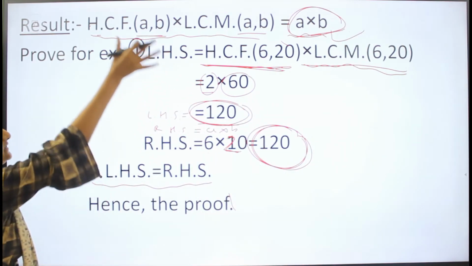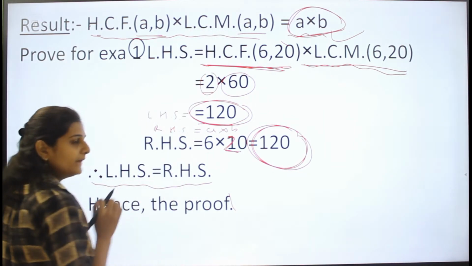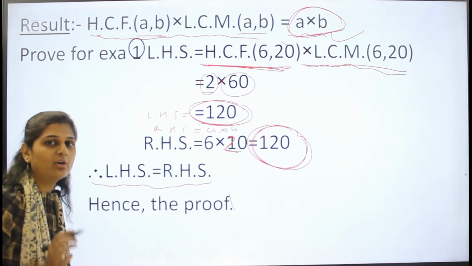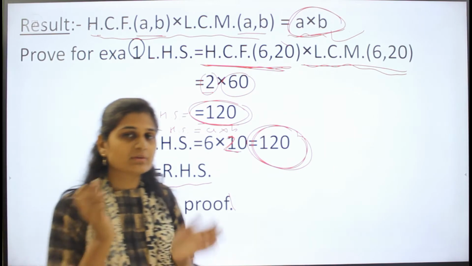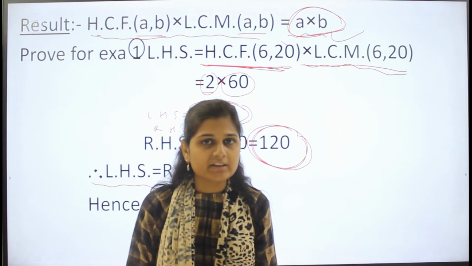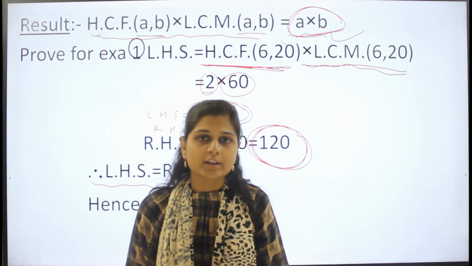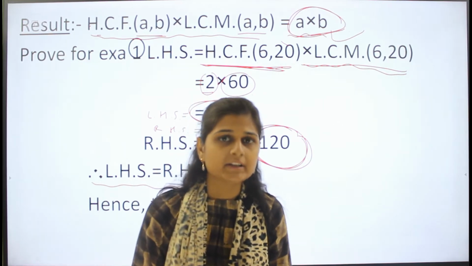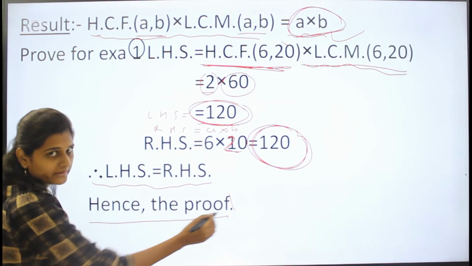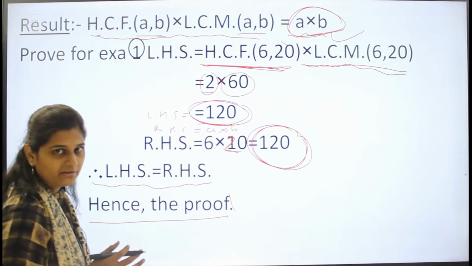That means the HCF of any two values multiplied by the LCM of any two values will always be equal to the multiplication of those two values. This is how you can verify. You take the LHS, you take the RHS, and then check whether LHS is equal to RHS or not. And whenever you are proving something, at the end you have to write 'hence proved'. Okay, so this method is completed.